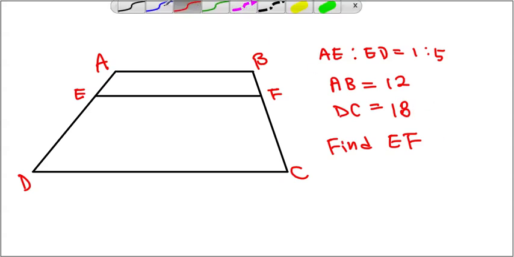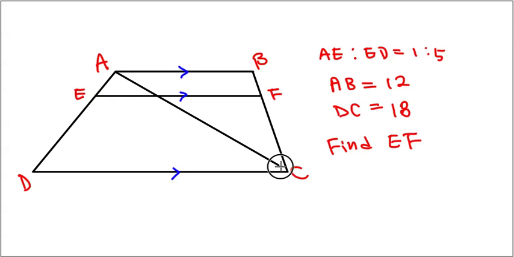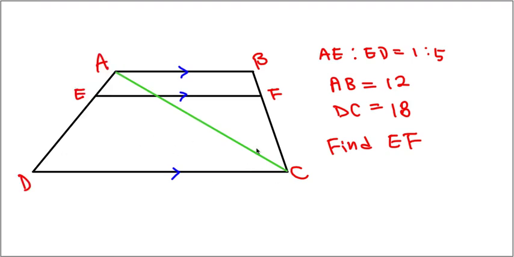Once again, given that all three line segments are parallel to each other, one of the first things which we can do is this. You can draw any diagonal, whether it be AC or BD. Let me just call AC right over here. Now I'm just going to change the color just so that we can see better. This green line segment is the diagonal that I have drawn.